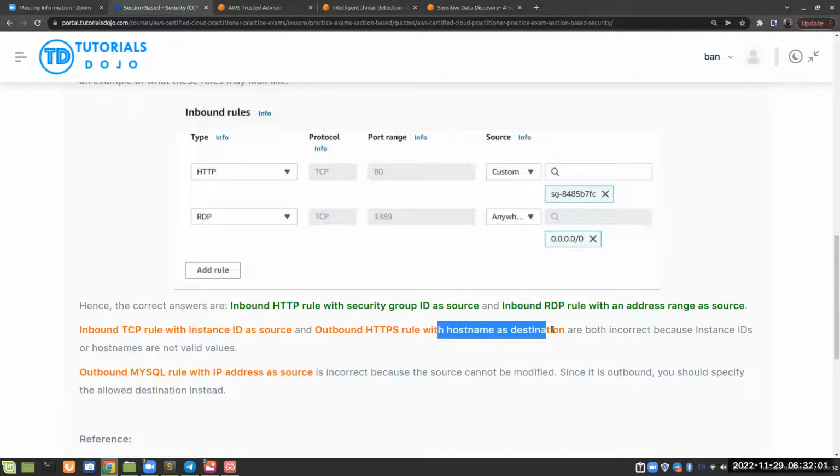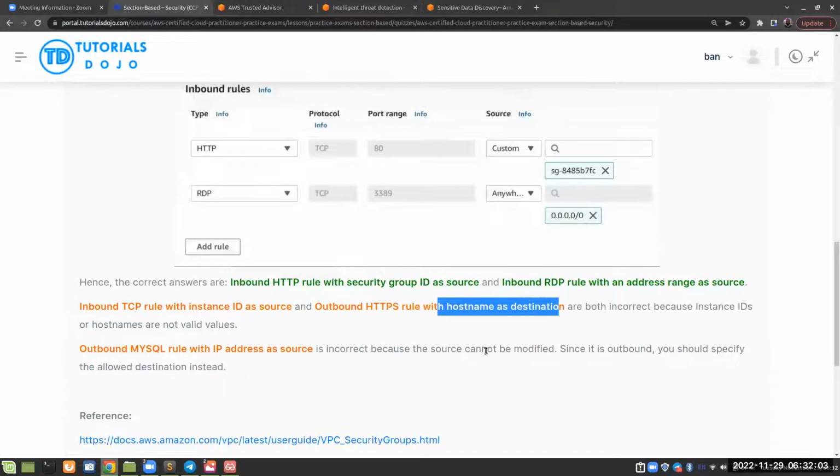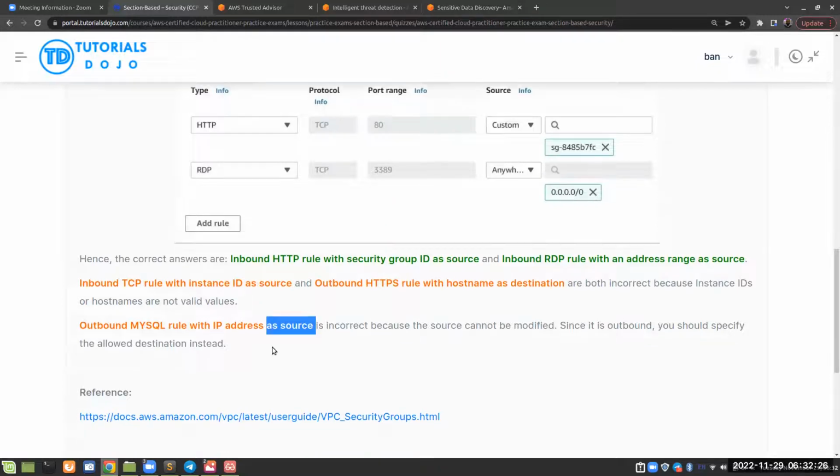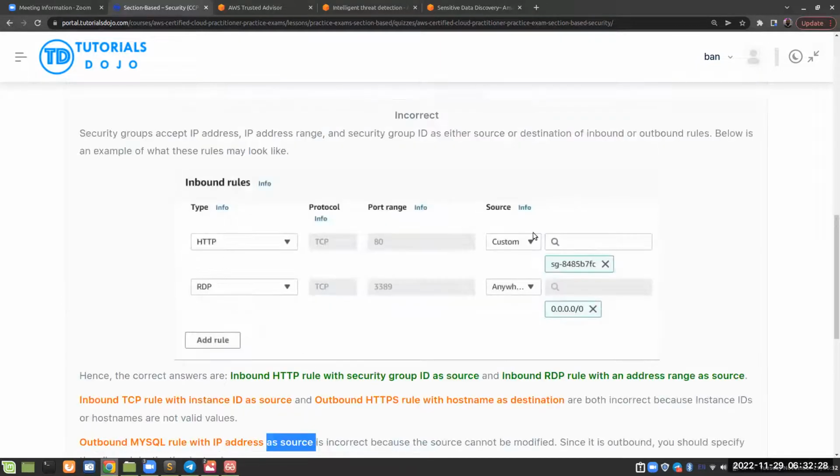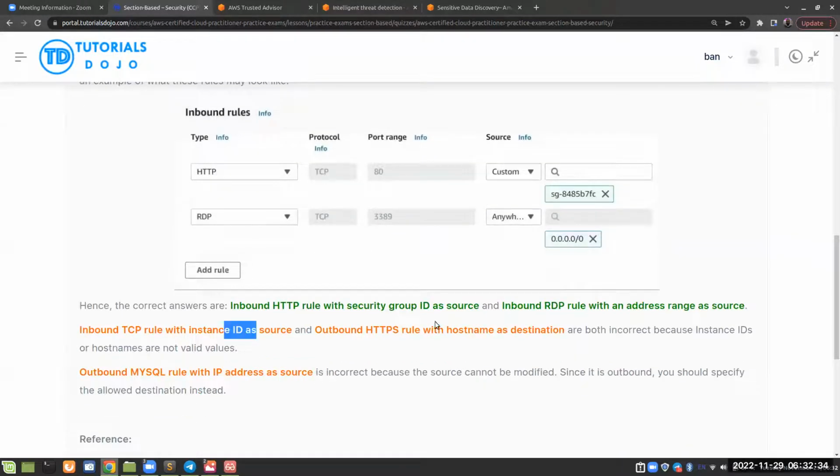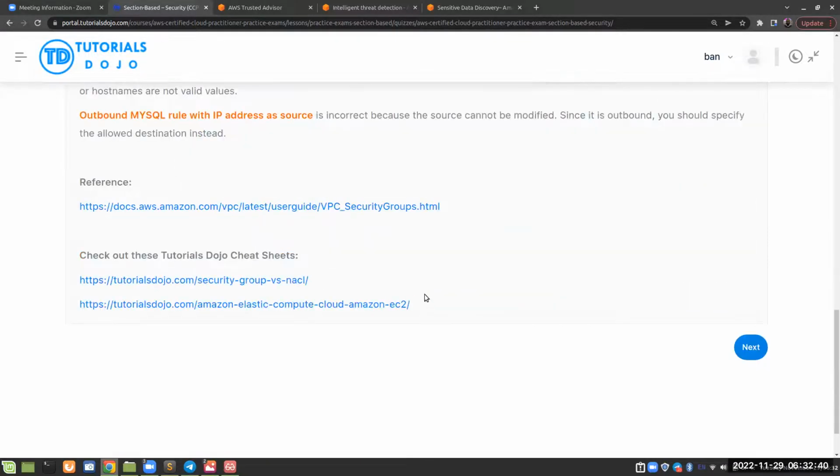Outbound host name as destination is also incorrect. Outbound MySQL rule with IP address as source is incorrect because the source cannot be modified. Since it is outbound, you should specify the allowed destination. So when you are talking about outbound, you are always more concerned about the destination instead of the source. So this is just trying to play with the mind. So just take note of what can be used as the source and what cannot be used. You can use security group here. And then, yeah. Any question?